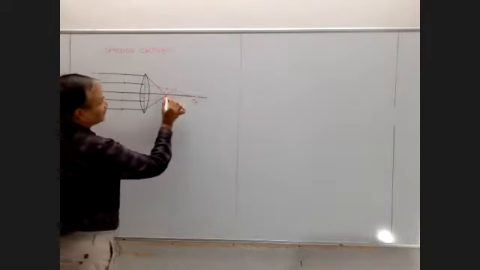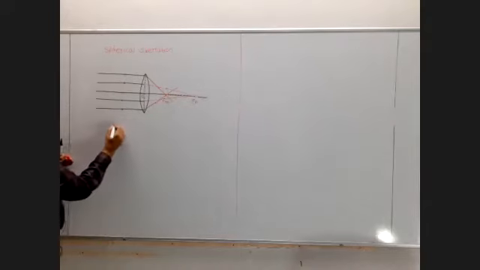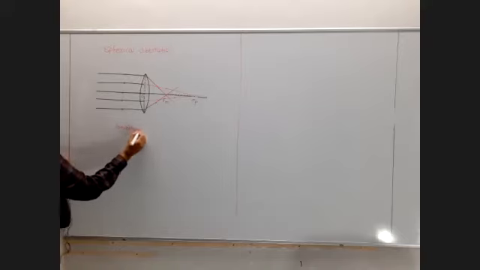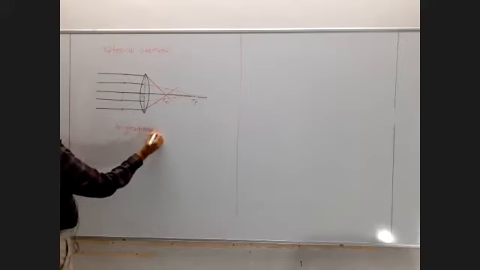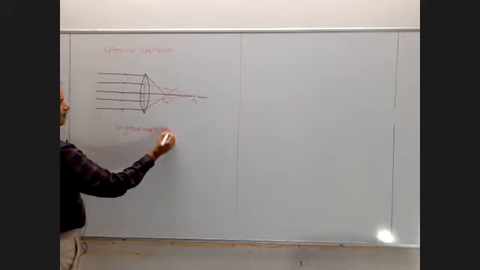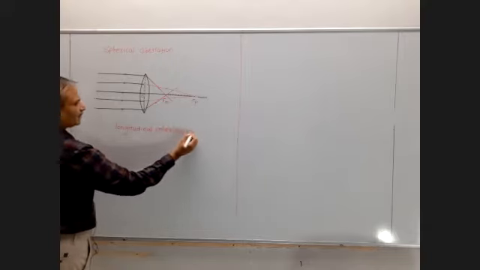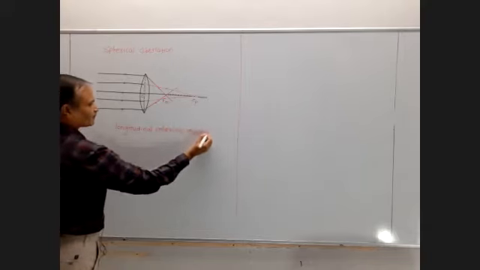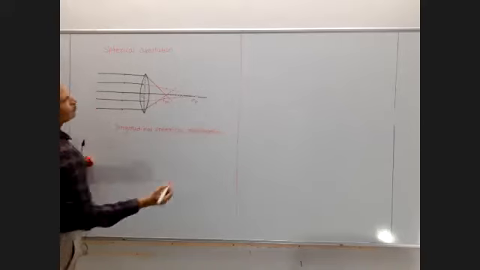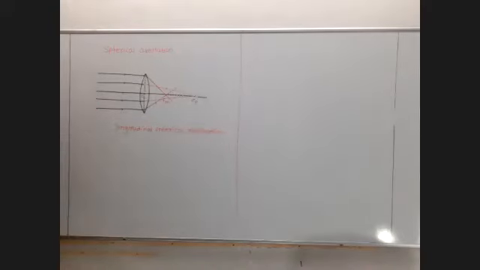So if we consider this distance, then it is called longitudinal spherical aberration. Then it is called as longitudinal spherical aberration.